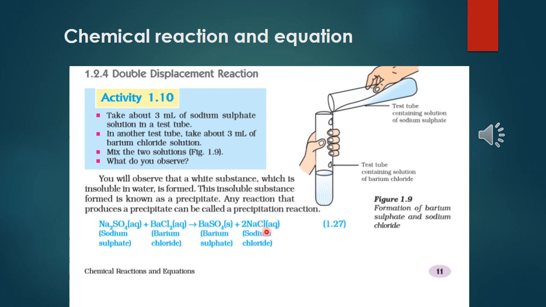And here the reaction is sodium sulfate plus barium chloride to form barium sulfate and sodium chloride. If you see this equation, you can see barium displaces sodium from sodium sulfate and sodium displaces barium from barium chloride. So here two times displacement takes place and forms barium sulfate and sodium chloride. So this is an example of double displacement reaction, or we can say precipitation reaction.